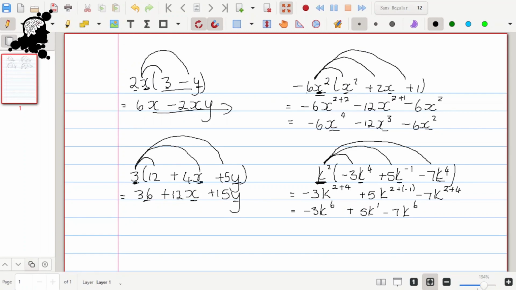Looking at this, do we have like terms? Well, yes, we do. We've got negative 3k to the power 6. We've got negative 7k to the power 6. Why are we saying these are like terms? Because they both have the same variable, and that variable has the same exponent in both terms. So what do I do here? I could say minus 3 minus 7. This is going to give me minus 10k to the power 6 plus 5k. I can now omit the exponent of 1.